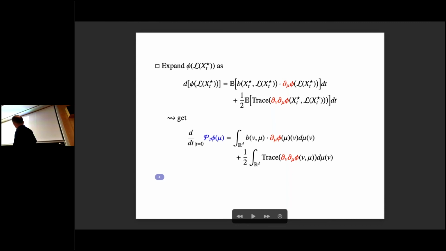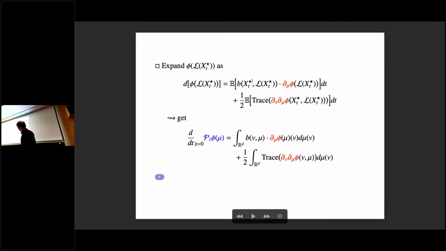So I take phi of the law of xt, and I expand by the chain rule. Not exactly Itô's formula, this is the chain rule that we obtained yesterday. And if you remember what we said yesterday, the action is given by the derivative of phi, the Wasserstein derivative, and this is acting on the velocity field.